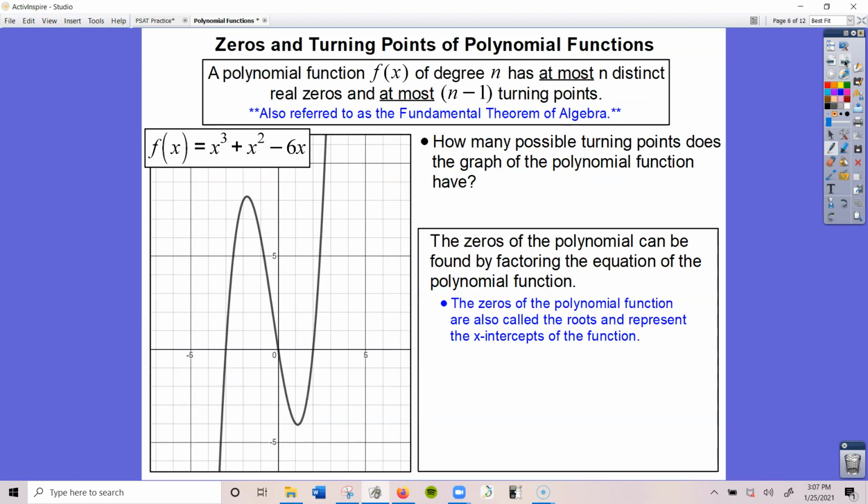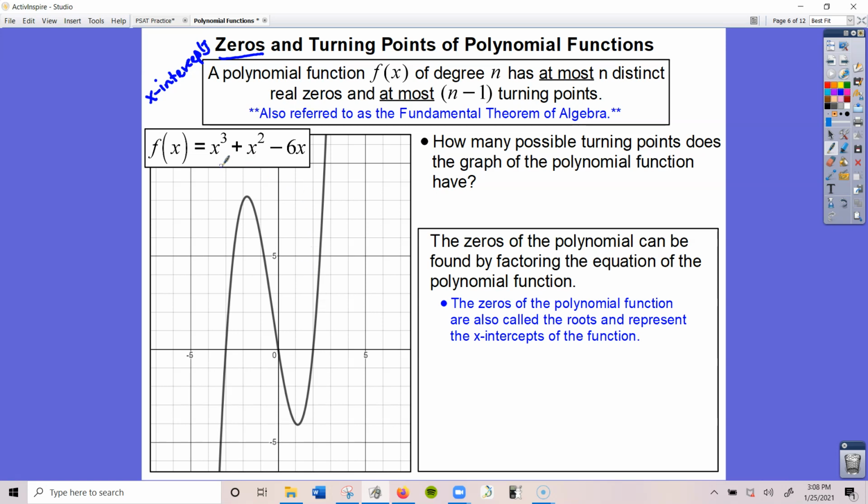Now that we have the leading term test, the next thing that we need to look at are the zeros of the polynomial function. The zeros, as a reminder, is just another word for the x-intercepts. And we call it a zero because, in order to find the x-intercepts, we make y equal to 0, hence the zeros.